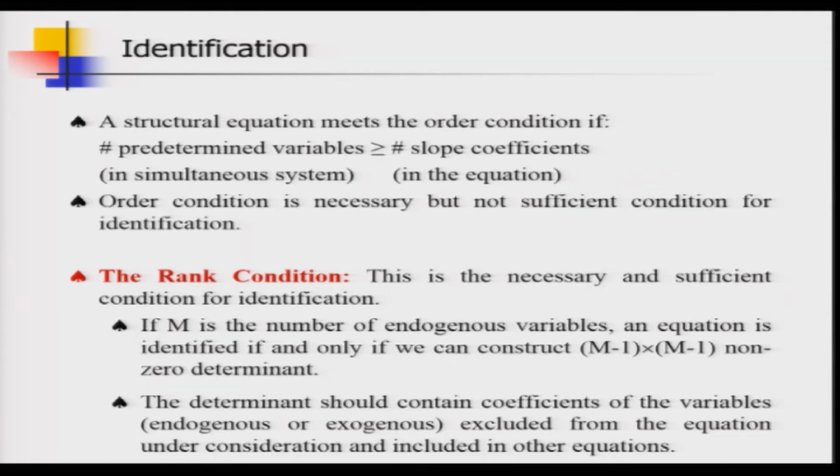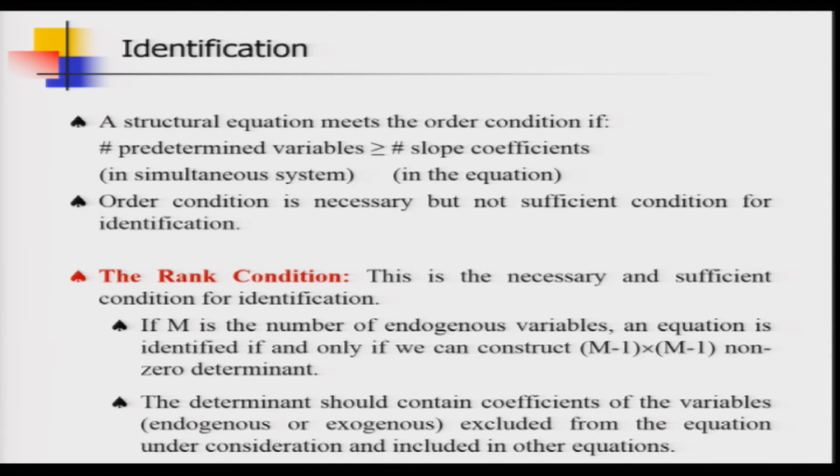So, a structural equation meets the order condition if the number of predetermined variables in the simultaneous system is greater than or equal to the number of slope coefficients in the particular equation in which we have our interest. And order condition is a necessary condition, but it is not a sufficient condition. So, what is the sufficient condition? So, there is another concept called rank condition, which is both a necessary and sufficient condition for identification purposes.